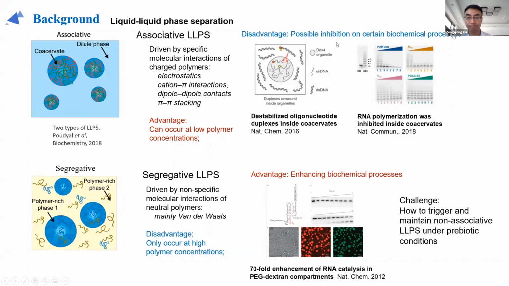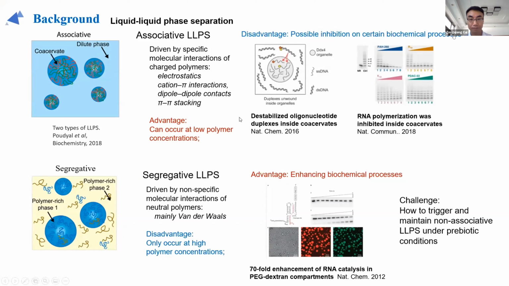But the problem is that they may also inhibit certain biochemical reactions, because these interactions may interfere with some of the reactions. For example, you can see in these papers that they can destabilize the oligonucleotide duplexes inside coacervates. They can also inhibit RNA polymerization inside the coacervates.